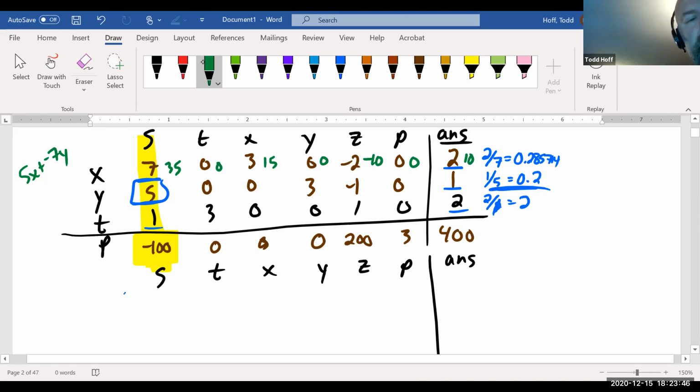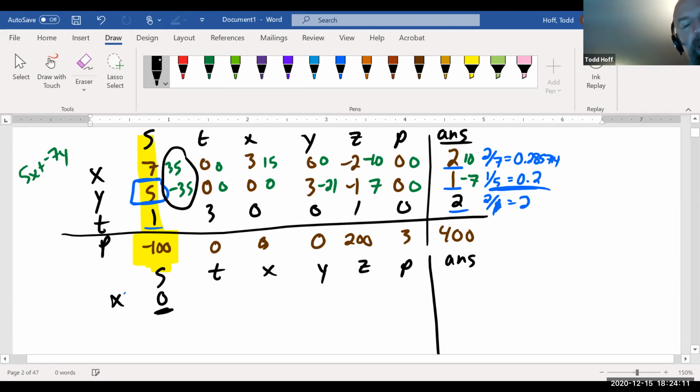So 5 times negative 7 is negative 35. 0 times negative 7 is 0. 3 times negative 7 is negative 21. Negative 1 times negative 7 is a positive 7. 0 again, 1 times negative 7, this will be a negative 7. So my row X is found by combining those numbers. So 35 plus negative 35 is 0. Again, that's what I wanted to do, I needed to zero out the entry in the S column. So that's what I needed there.